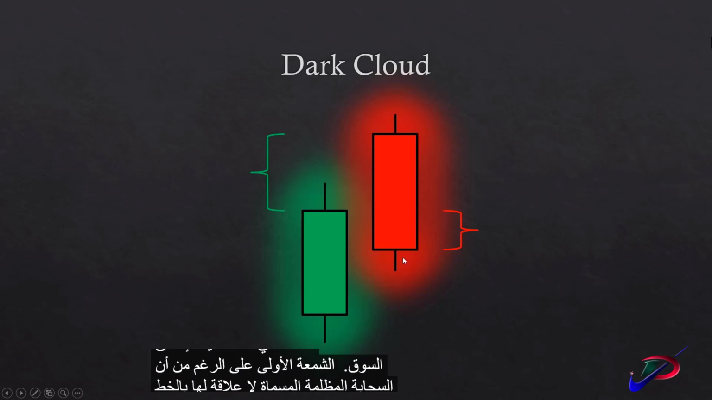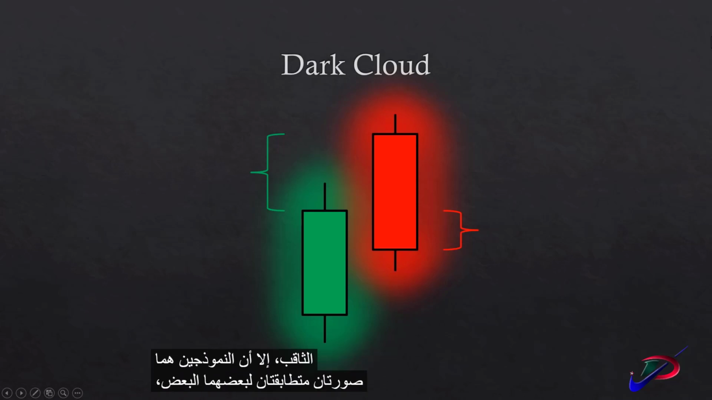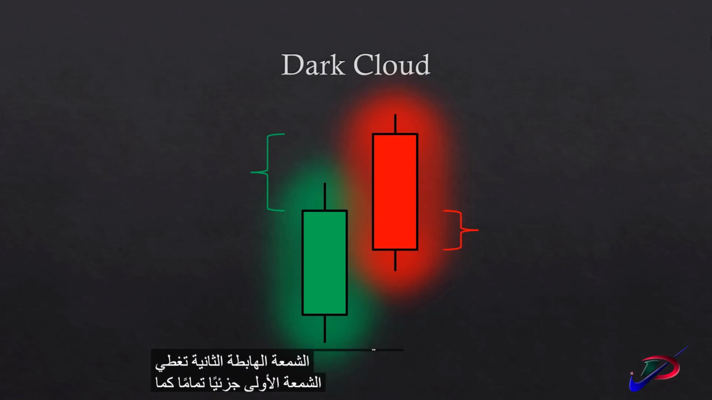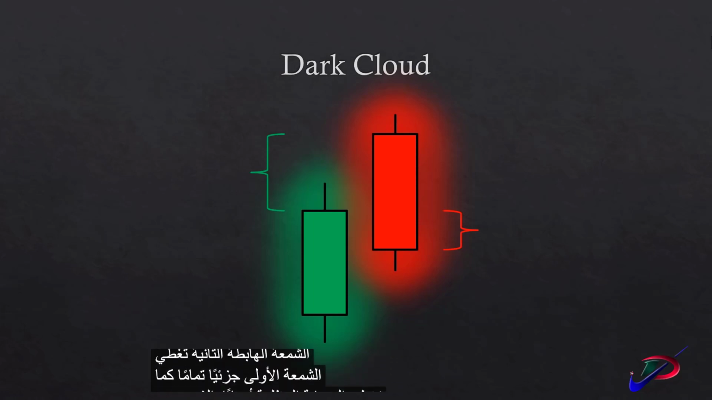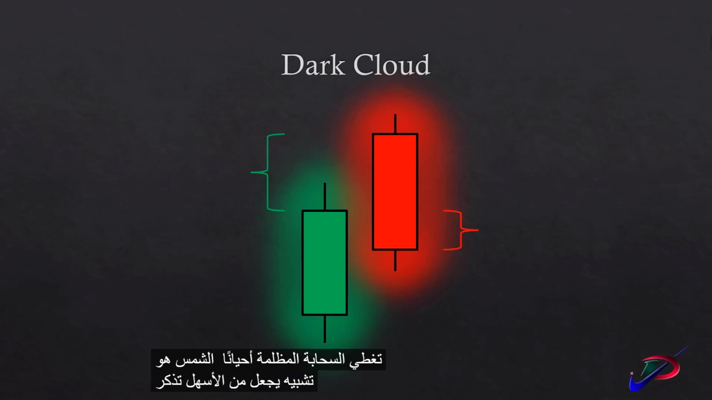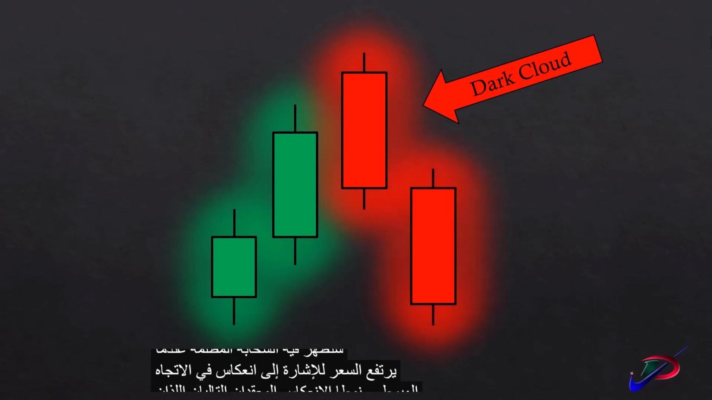Even though the name dark cloud has nothing to do with piercing line, the two patterns are mirror images of each other. The name dark cloud comes from the analogy that the second bearish candle covers the first candle in part, just like a dark cloud sometimes covers the sun. It's an analogy that makes it easier to remember the pattern. The dark cloud will appear when price is going up to signal a reversal to the downside.